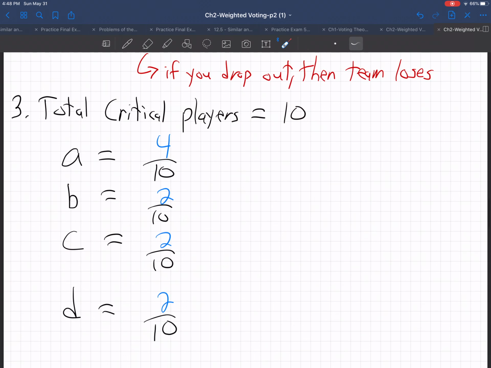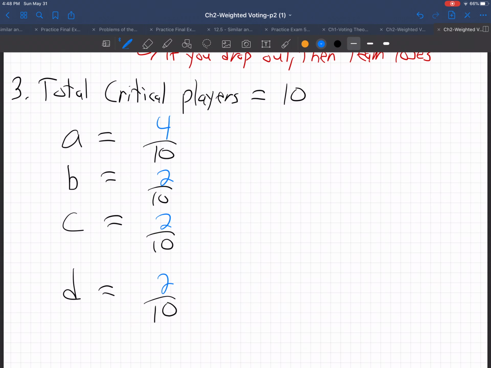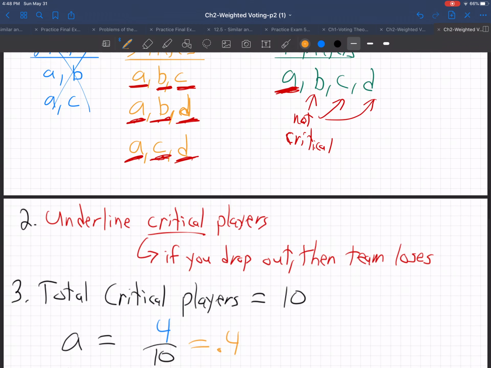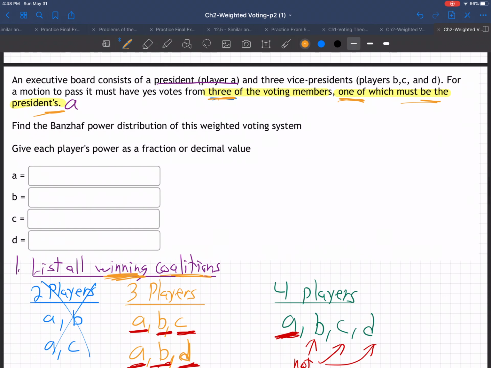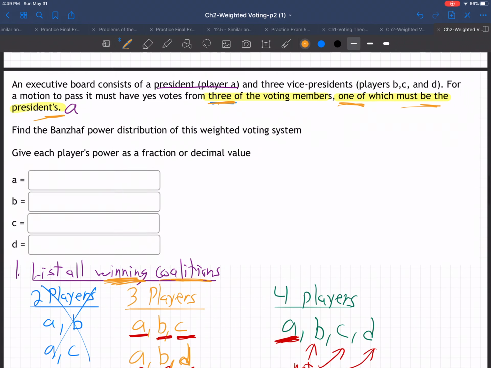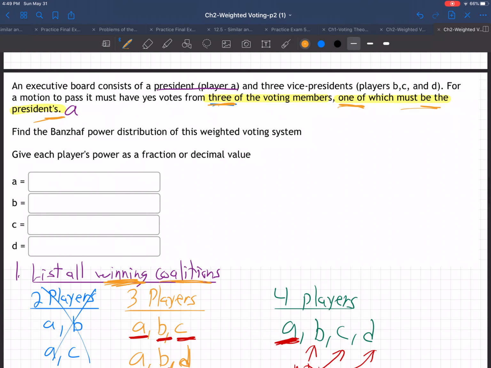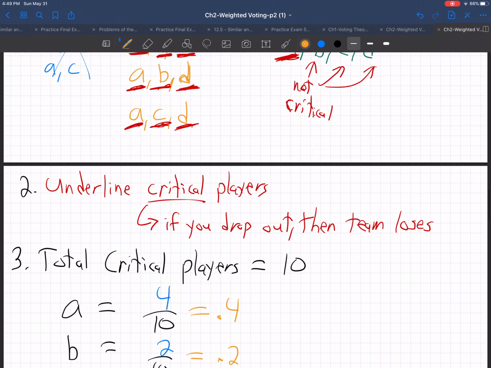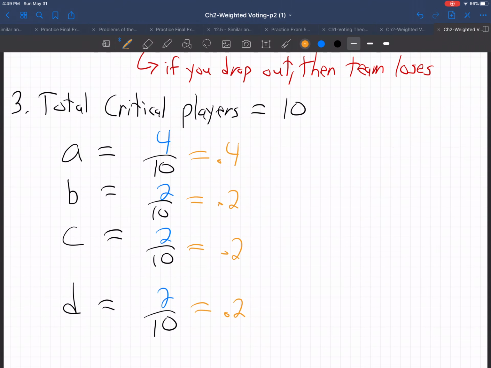So there we go. There's the power breakdown. So what does that calculate out to be? You can do decimal or fraction. It doesn't matter. So looks like A has 40% of the power. B, C, and D each have 20% of the power. That's how the Banzhaf power breaks down for this word problem situation. With a president and 3 vice presidents, and a yes vote is the president plus 2 others, that gives the president 40% of the power, and the vice presidents each 20% of the power.